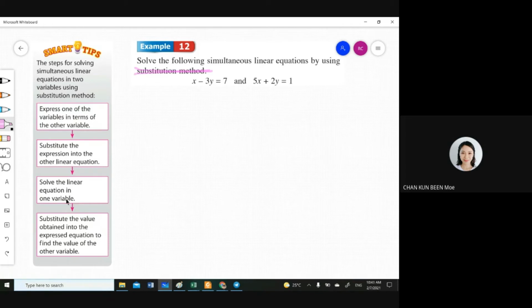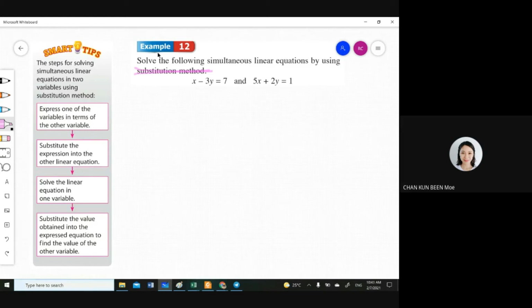After that you solve it, and then you substitute the value obtained into the expressed equation to find the value of the other variable. I'm sure you don't understand this one, right? The first thing, never mind, the 3 steps over here you can ignore. I'm going to teach you later on. This part, the first thing you have to know, express one of the variables in terms of the other variable. I'm going to show you this.